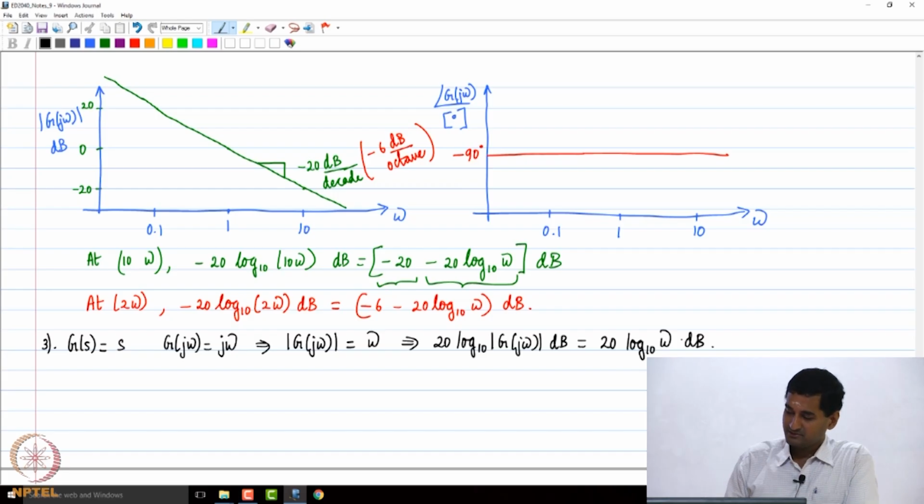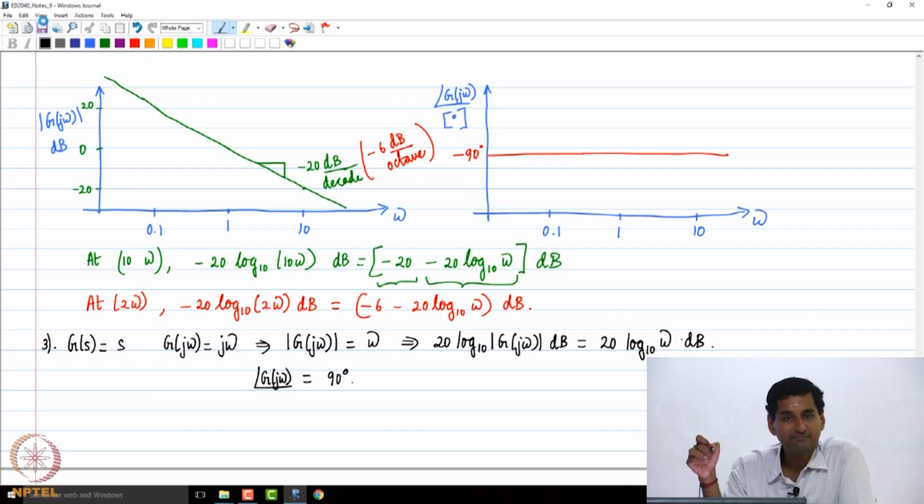Okay. So what about the phase of g of j omega? It is going to be 90 degrees. Okay, so that's what we are going to have, right? So the phase is going to be 90 degrees, correct? Yeah, because j omega is on the positive imaginary axis, the phase is going to be, sorry, 90 degrees, right? So now you can immediately plot the magnitude plot and the phase plot.